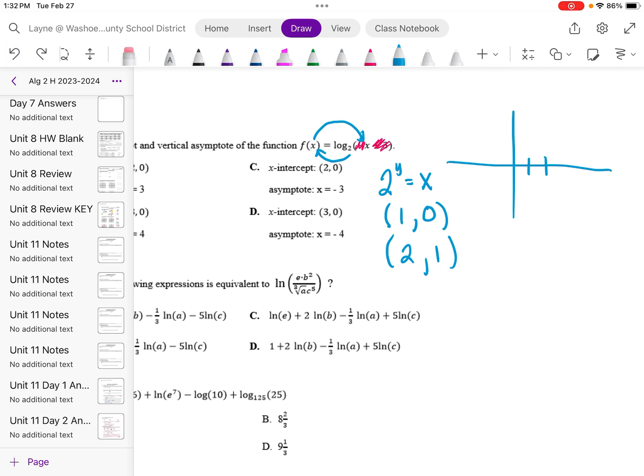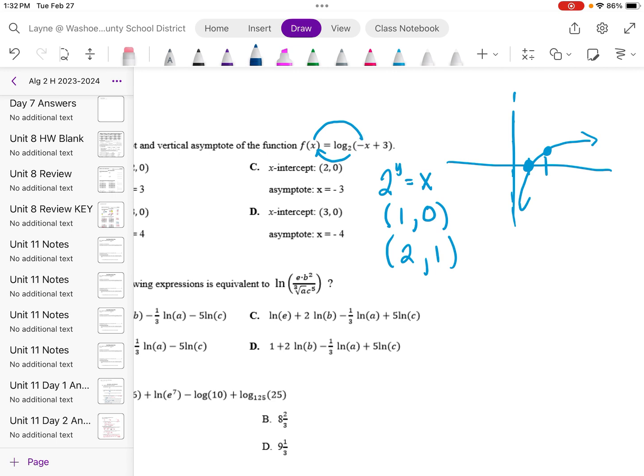So this graph, if it didn't have any transformations, would contain the point 1, 0 and 2, 1, and then it would have an asymptote right here, and it would look something like this. That's what a log function typically looks like. But ours has 2 transformations.